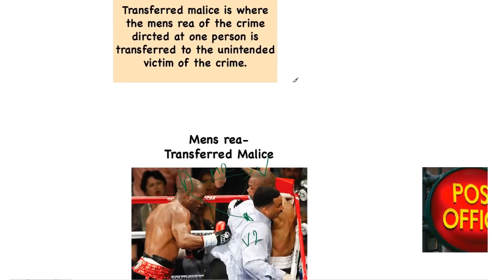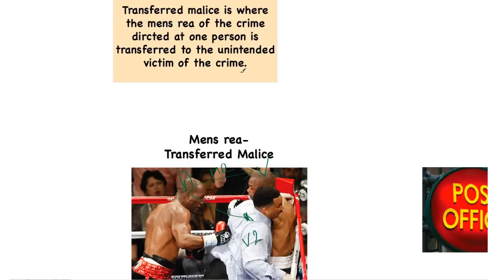So let's go back to our boxing. Transferred malice is where the mens rea of the crime directed at one person, although this isn't a crime, quite obviously, I'm using it as an example, the mens rea is directed at the victim here, is transferred to the unintended victim of the crime, which in this case is the referee. All right. Now there are some times when it is applicable and can be used, and sometimes when it cannot. And we're just going to have a very brief look at how we decide that.